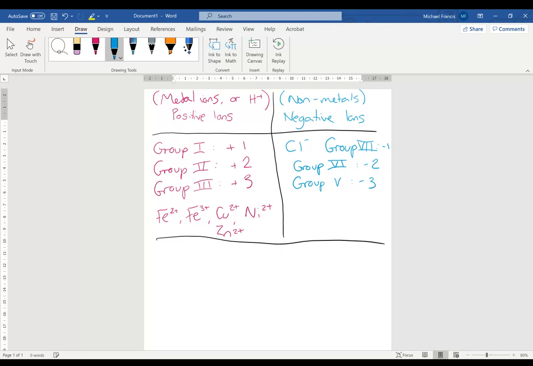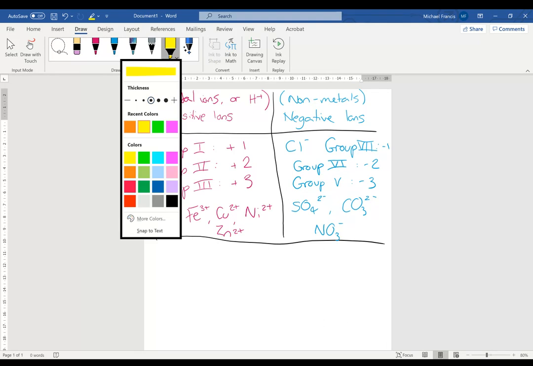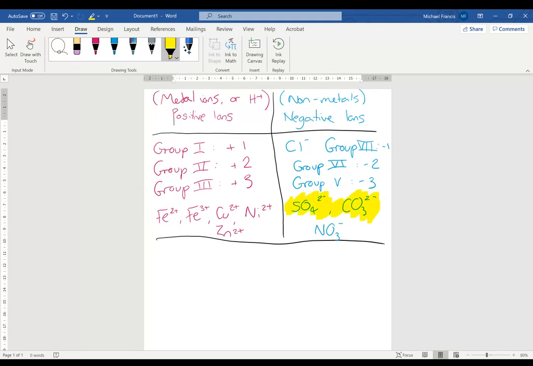There are also some examples of complex ions. For example, the sulfate ion, SO4, has a charge of -2. The carbonate ion, CO3, has a charge of -2. And the nitrate ion, NO3, has a charge of -1. Now, these 4, it is very, very important that you learn these. I did tell you this back in year 10, because these will not be given to you in the question. You are expected to remember them.